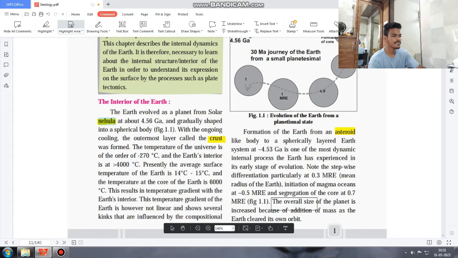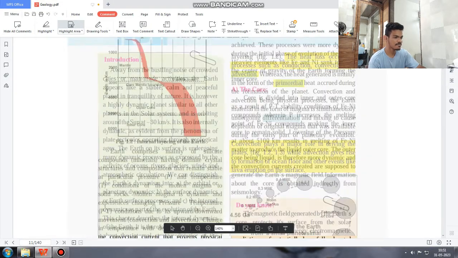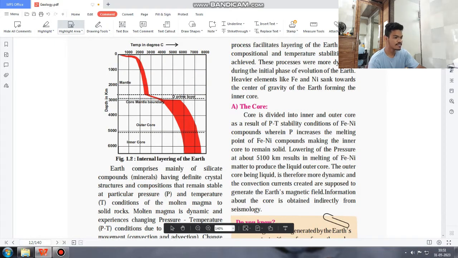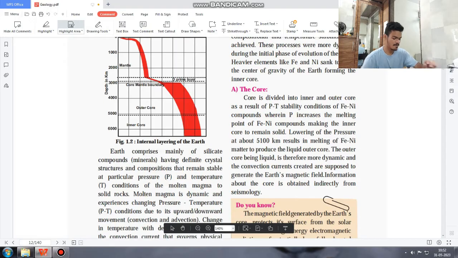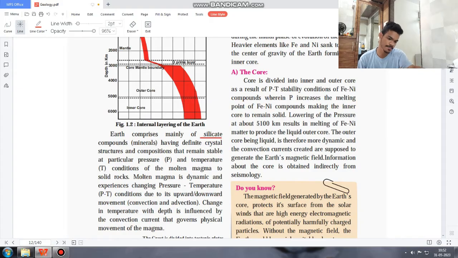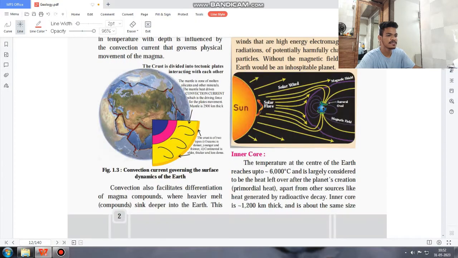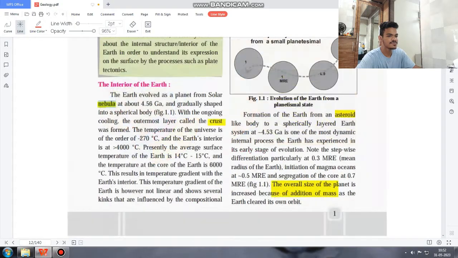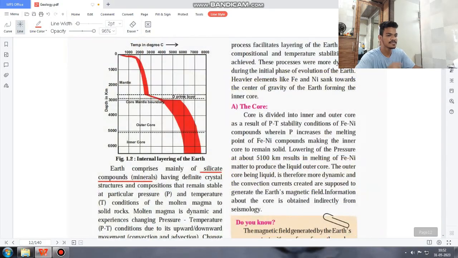Then you can come over here down. The overall size of the planet is increased because of the addition of masses. Next we come to the next page. You can mark over here, I'll underline it. Earth comprises mainly of silicate minerals. You can underline this, or compounds of minerals. Then you can come down over here, with pressure, molten magmatic diamond.